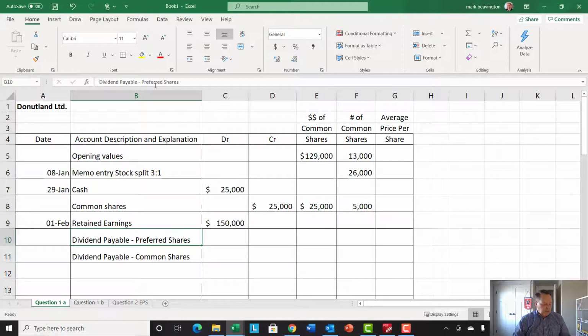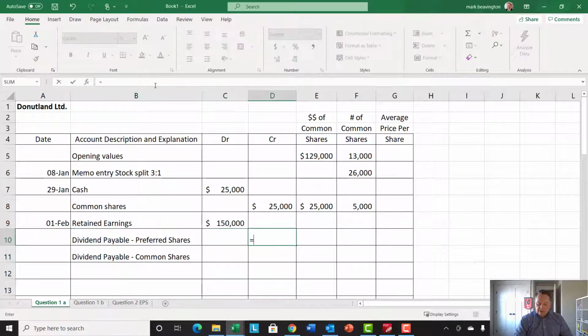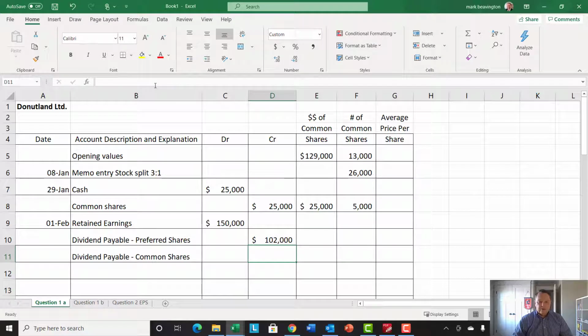So 4 years times, we're supposed to pay $3 per share per year times 8,500 shares. So that should be $3 times 8,500 shares times 4 years. That's 102,000. So the difference between those two is what's left over for the common shareholders, which should be $48,000. So that's from the date of declaration. We've got more that's coming up here.